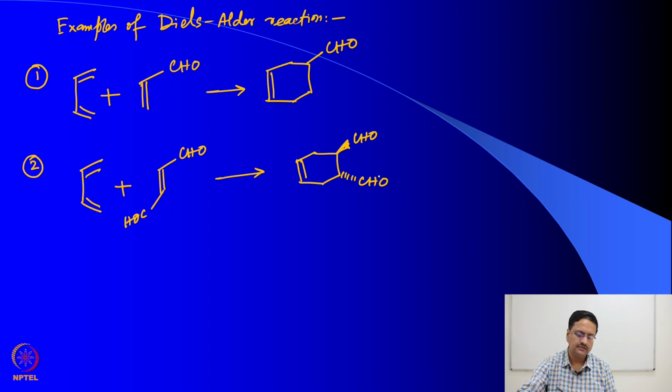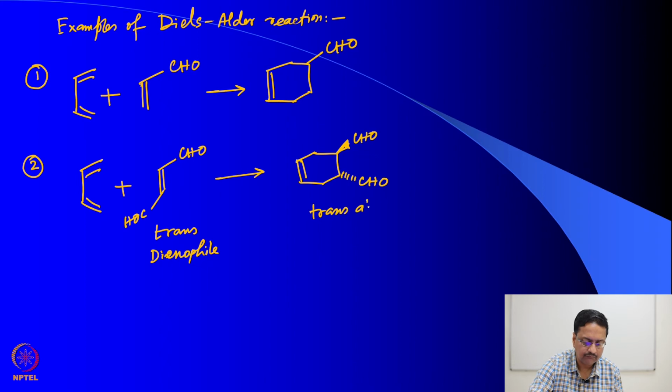What does it mean? The trans geometry in the dienophile is maintained in the product. Which means this reaction maintains the stereochemistry of the substrate and does not allow any change in stereochemistry of the substrate, which essentially indicates that this reaction happens in a concerted mechanism.